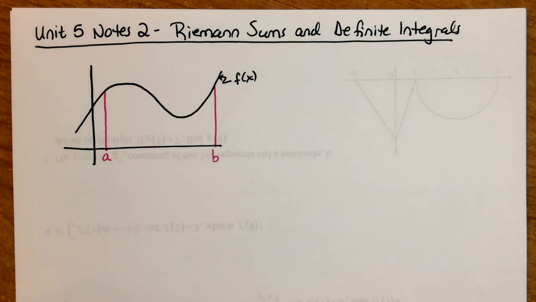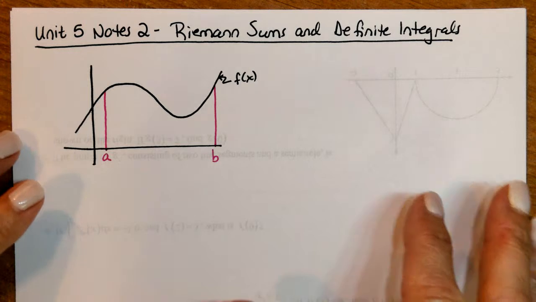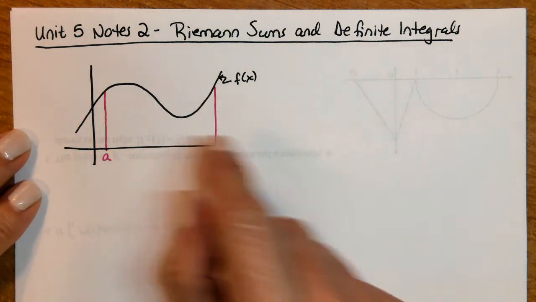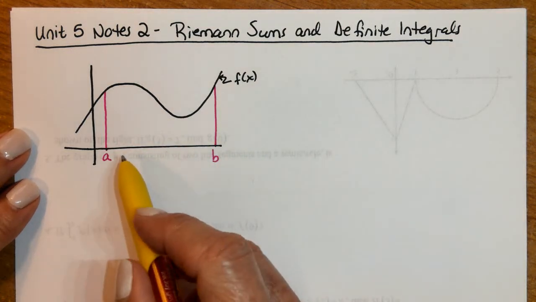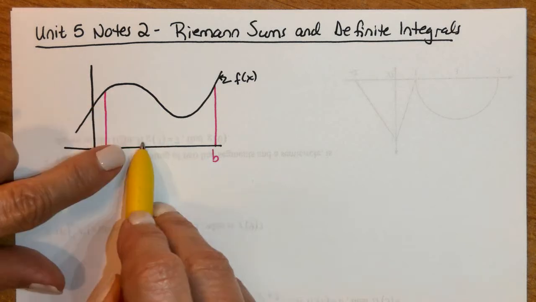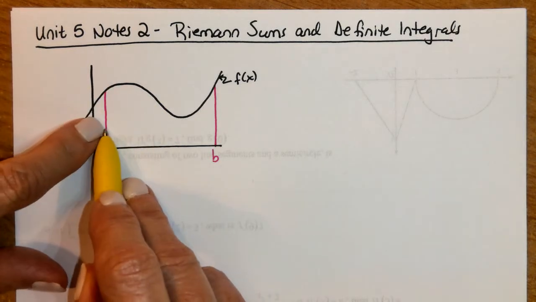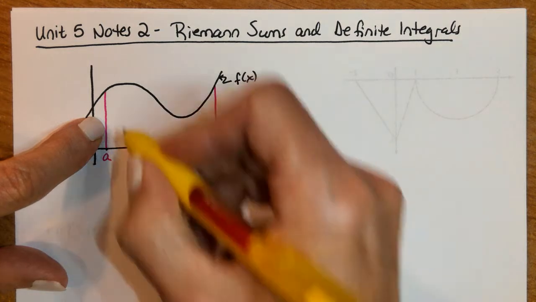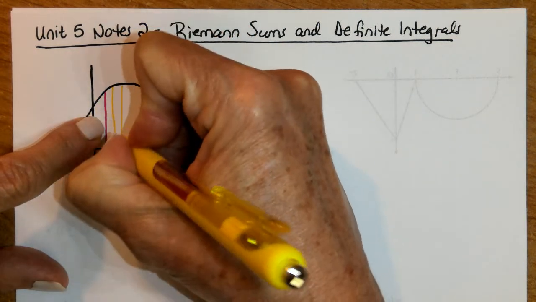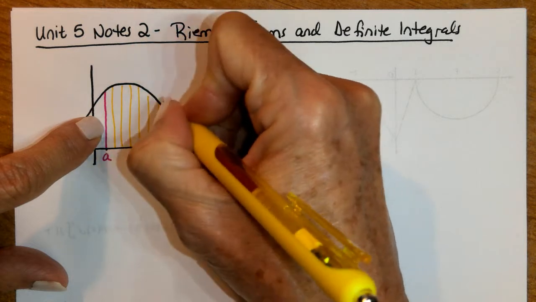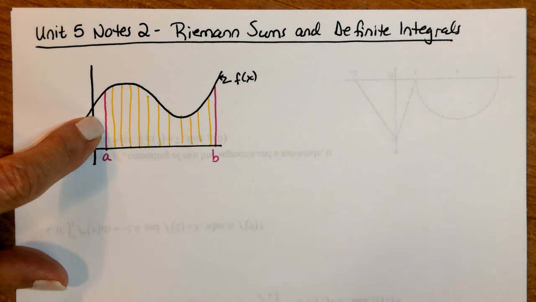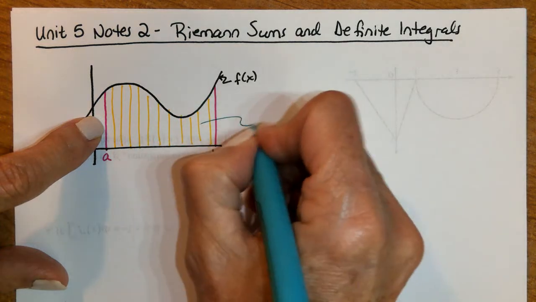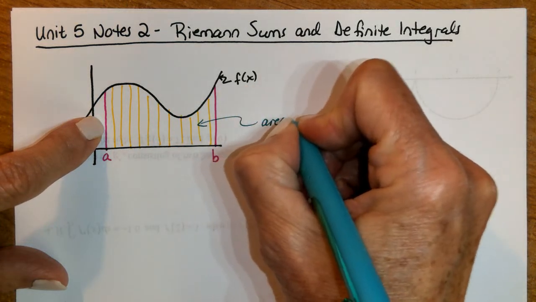So first of all, let's talk about what we're doing with a Riemann sum. Let's say that we have this function, f of x, and we would like to be able to find the area underneath the curve, between the curve and the x-axis, from x equals a to x equals b. So we're looking for this area here. That's what we're looking for.